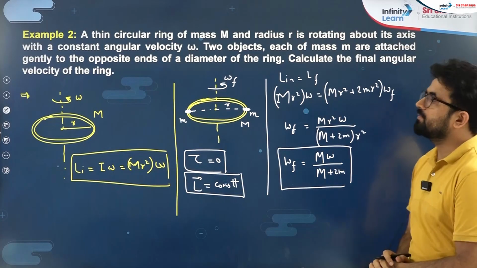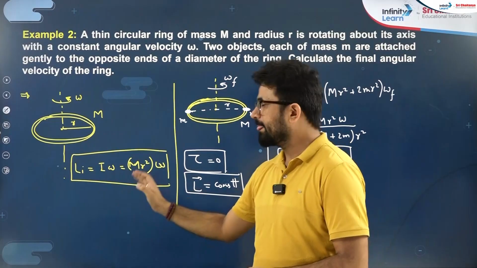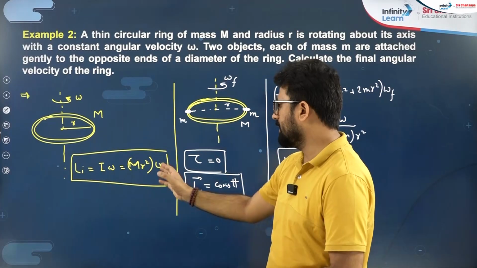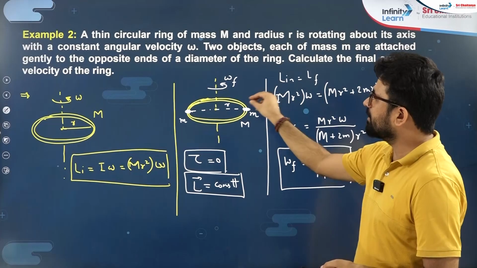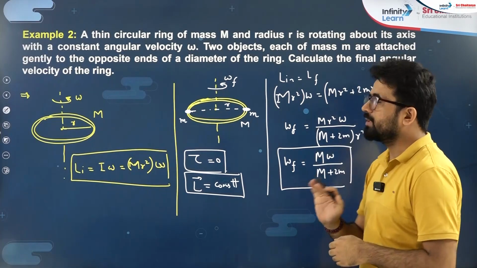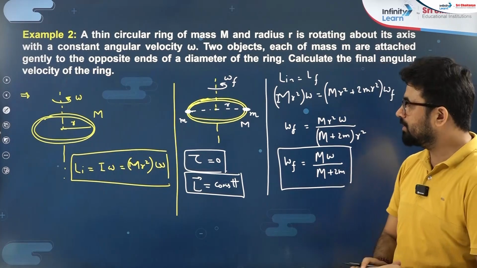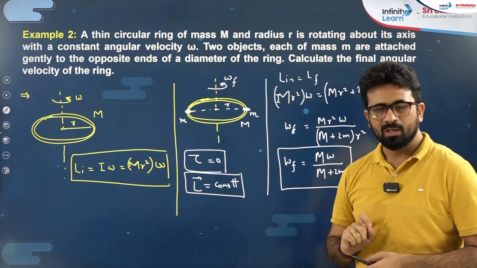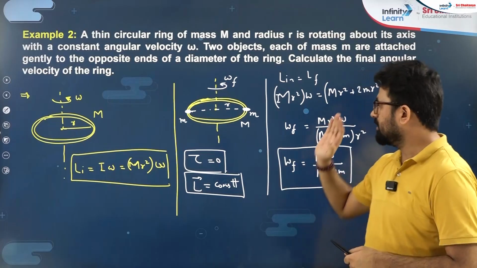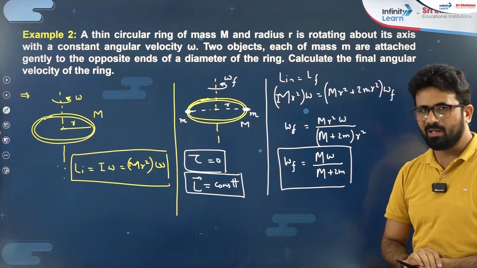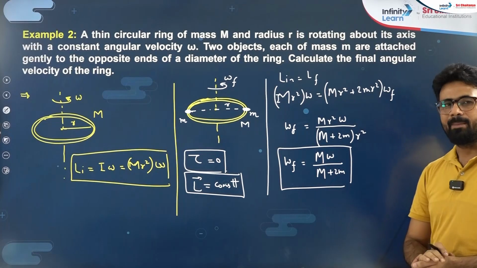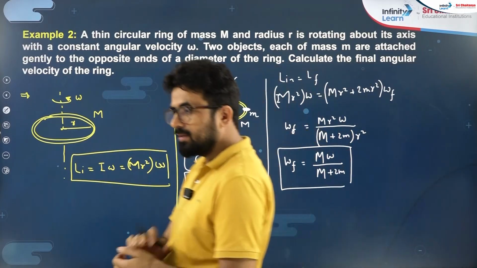Now try to understand what we have done. The initial angular momentum is nothing else but the moment of inertia of the ring multiplied by the initial omega. After that we place some masses, and we are putting them gently. Be clear about this word. Gently shows that we are not giving any torque. That means net angular momentum remains conserved, so initial angular momentum must be equal to final angular momentum. That means omega final is equal to M omega upon capital M plus 2 small m. This is again a very good question.